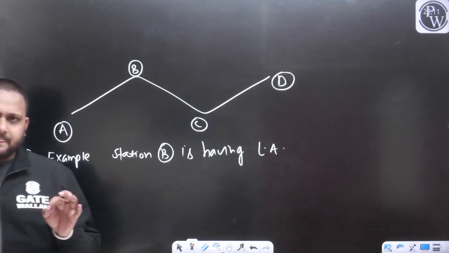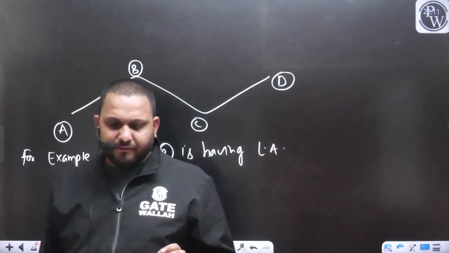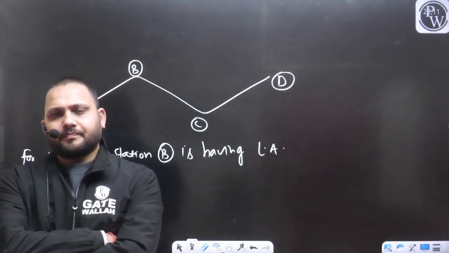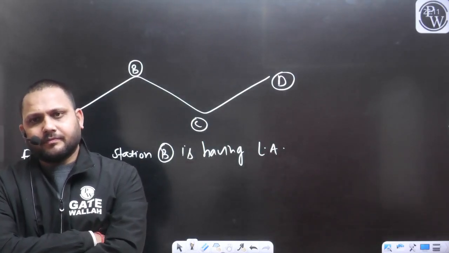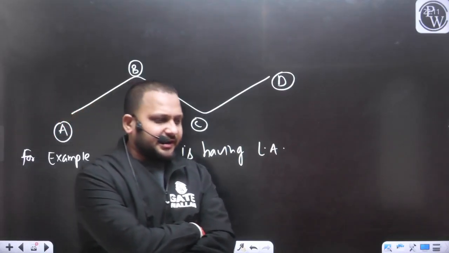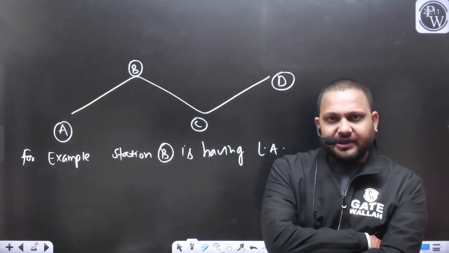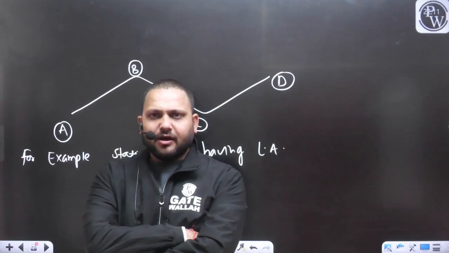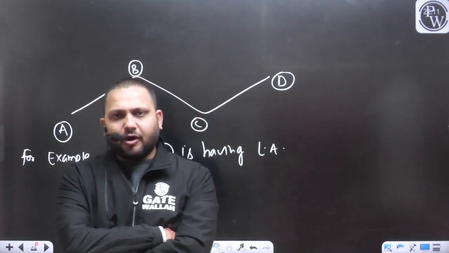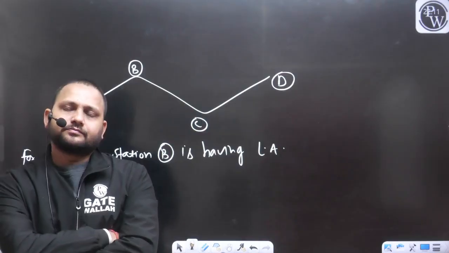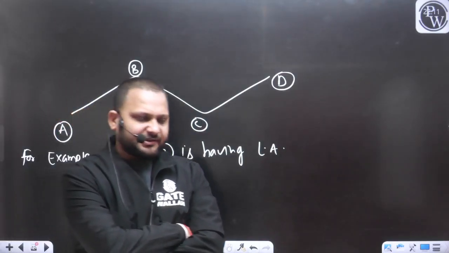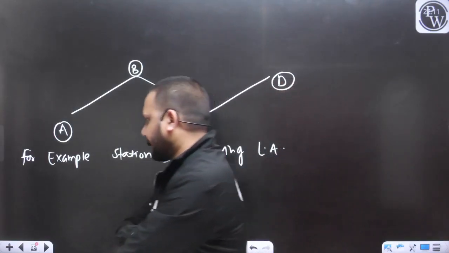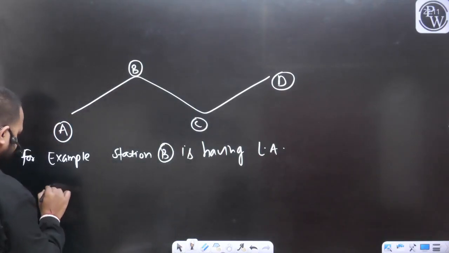Can you tell me what are the various readings that we are going to take from station B? How many readings will we take? How many observations will we take in this survey work from station B? Absolutely correct. We are going to take 2 observations or 2 readings.